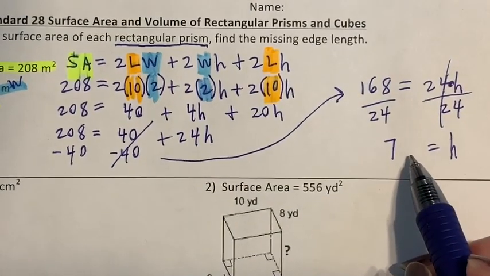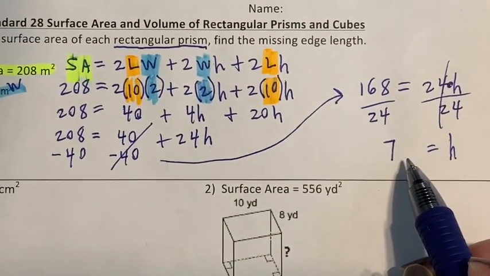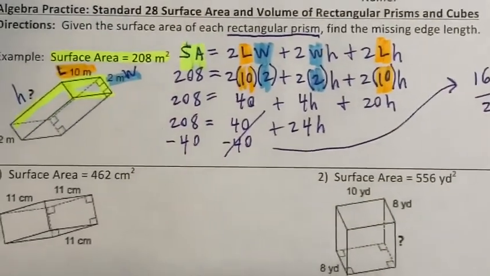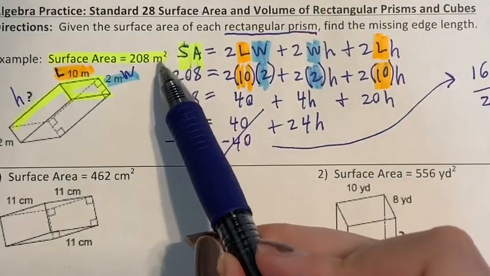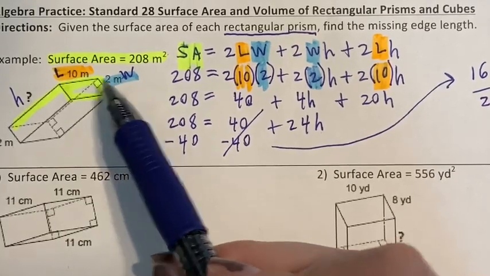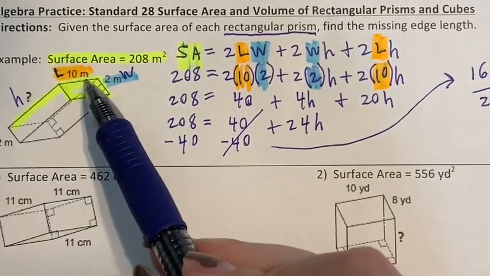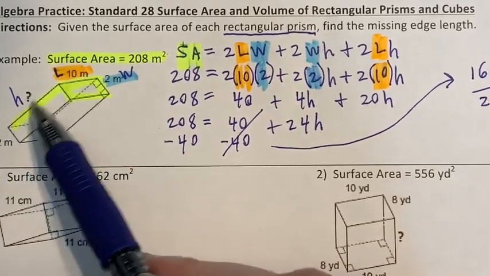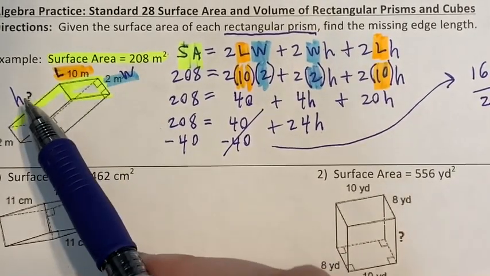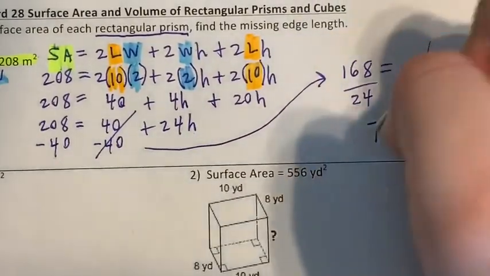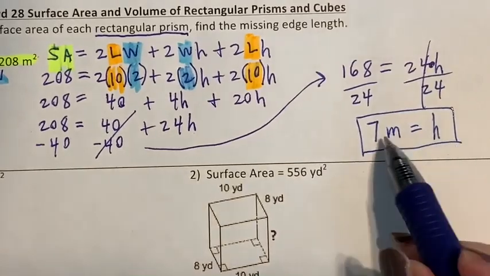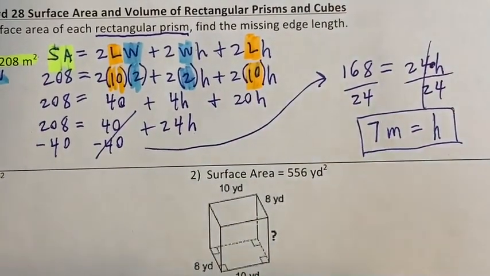So you have to look back to the problem to determine what your units are. When I look at the problem, I was given surface area, square meters, but on the figure for the length, width, and height, these are just regular units. So because my length and width use units of meters, that means my height will also use units of meters. So my final answer is that my height is equal to 7 meters.